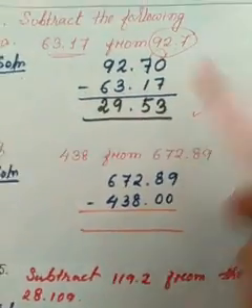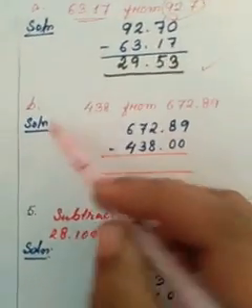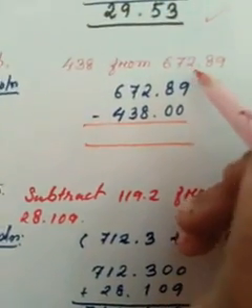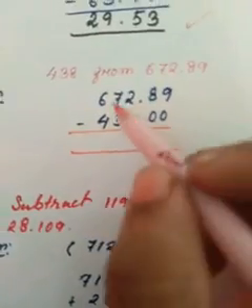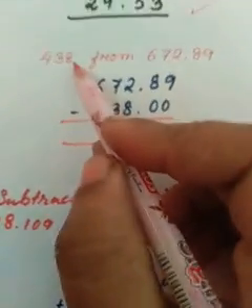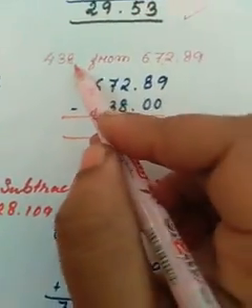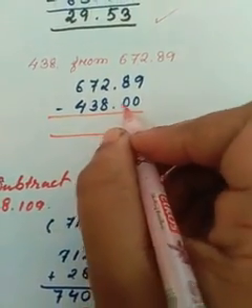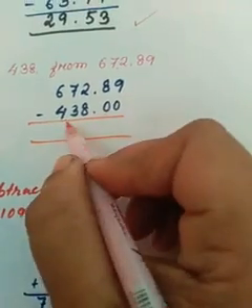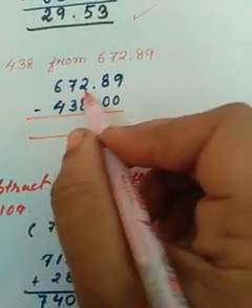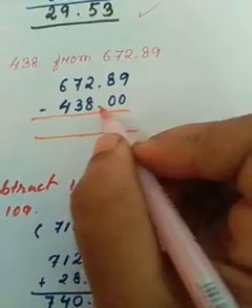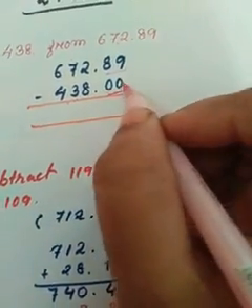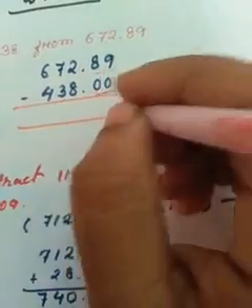Alright, now let's do one more. B, number 1. 438 from 672.89. Same way, here also you can see that the decimal part is 0. So we can make it a decimal-part-containing number, like if we add 0 after the point. Okay, like this: 672.89, 438 has no decimal places, so we will make it 2 decimal places, 0.00. Okay, now we can do it here.